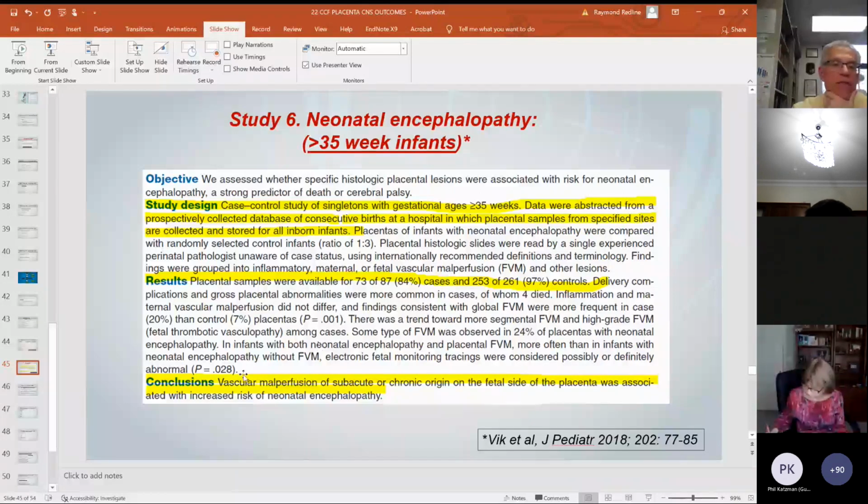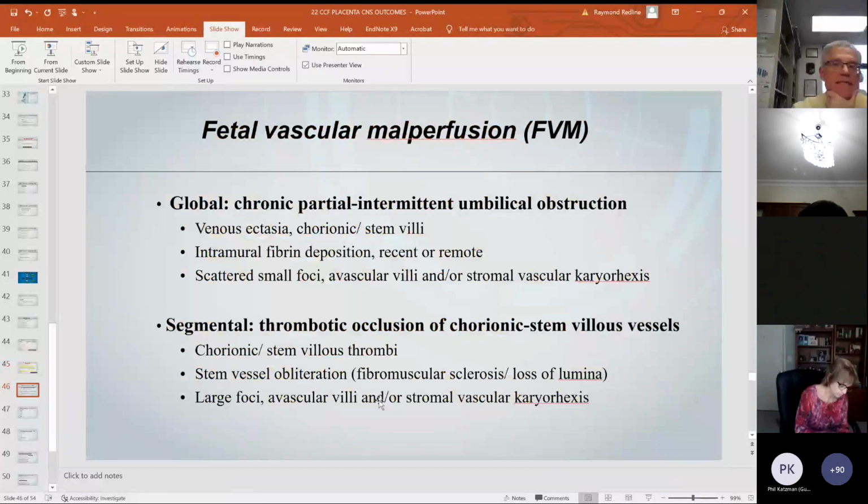We once again saw that fetal vascular malperfusion on the fetal side of the placenta was the only major predictor of adverse outcome, in this case, neonatal encephalopathy. So we distinguish two different types of fetal vascular malperfusion. One is kind of a global malperfusion due to umbilical cord occlusion, and I won't go through the pathologic defects. And the other is what we call segmental, which is associated with thrombi in individual chorionic vessels. And this can also be due to chronic umbilical cord obstruction, but it's more segmental and affects just a part of the placenta.